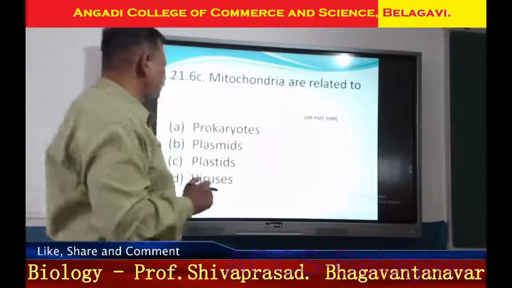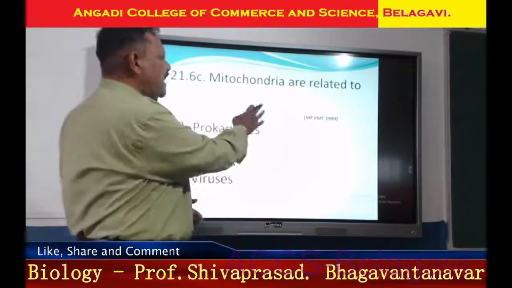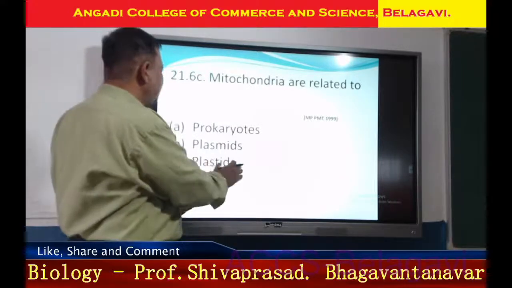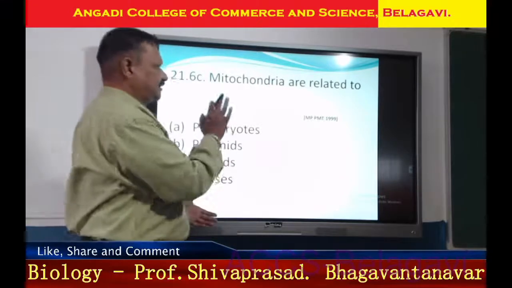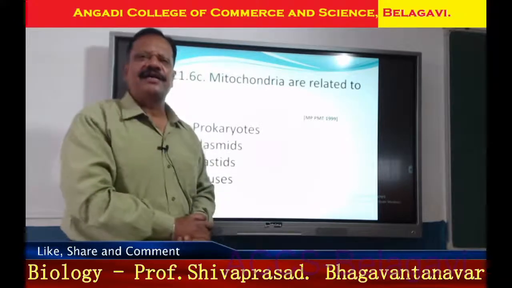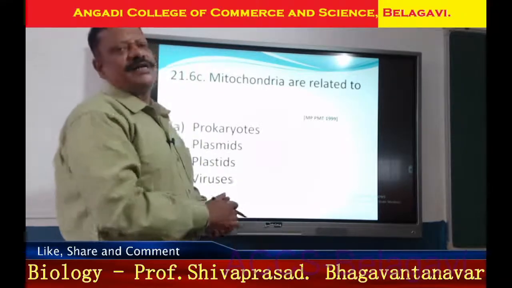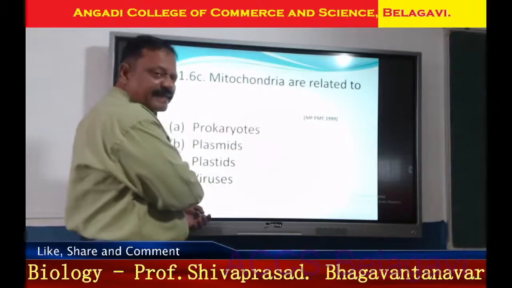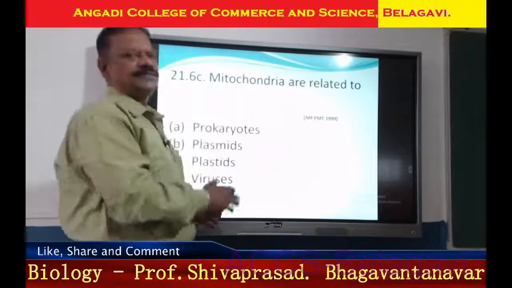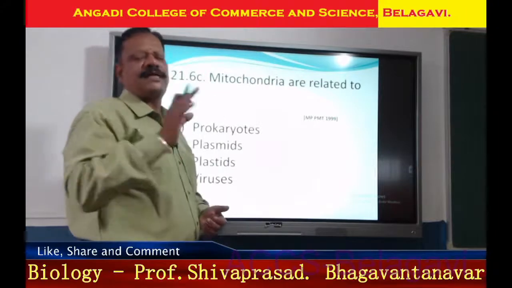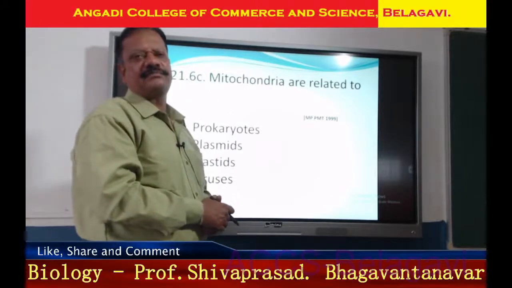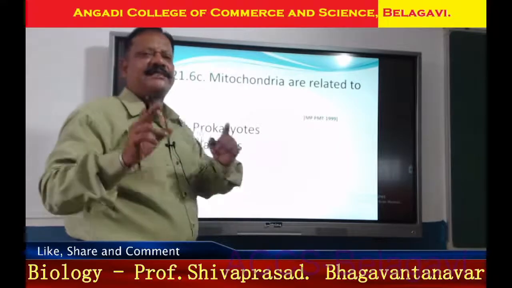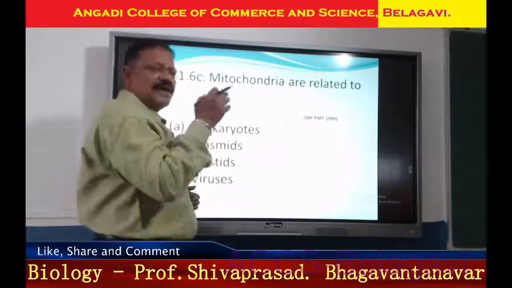Just see the options: prokaryotes, plasmids, plastids, and viruses. So here, the option to which mitochondria are related is option C, plastids. Plastids are also containing mitochondria. So option C, plastids, is the correct answer. We'll move to the next.